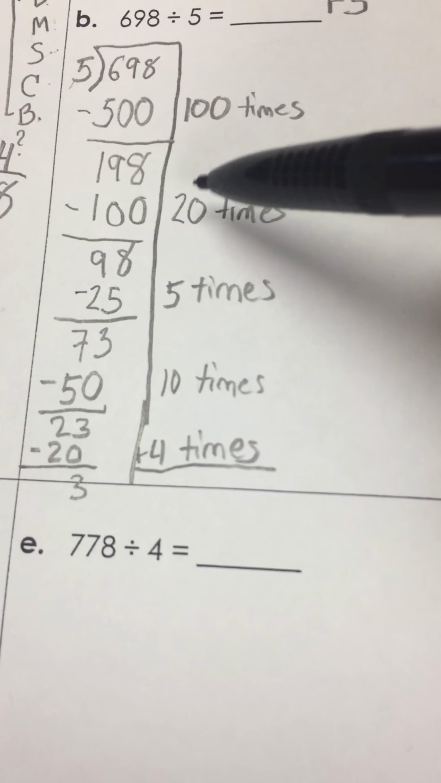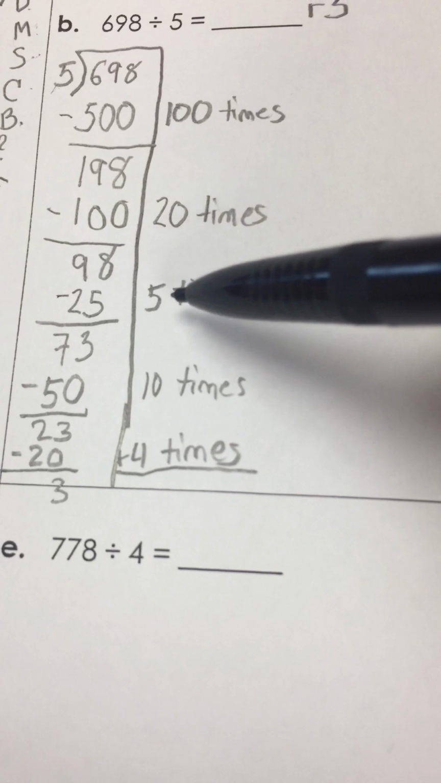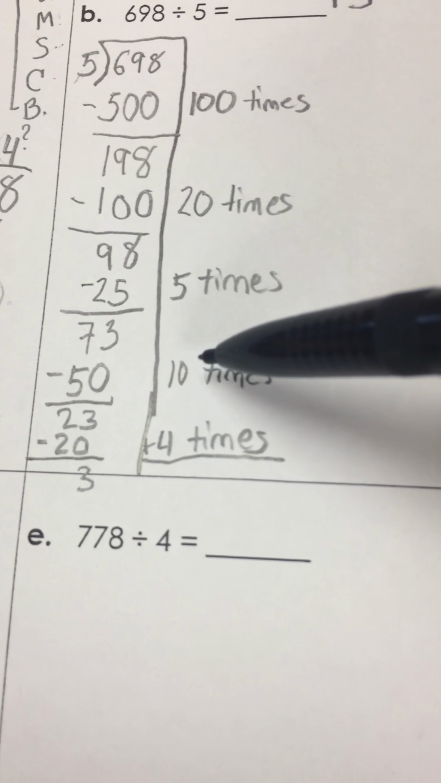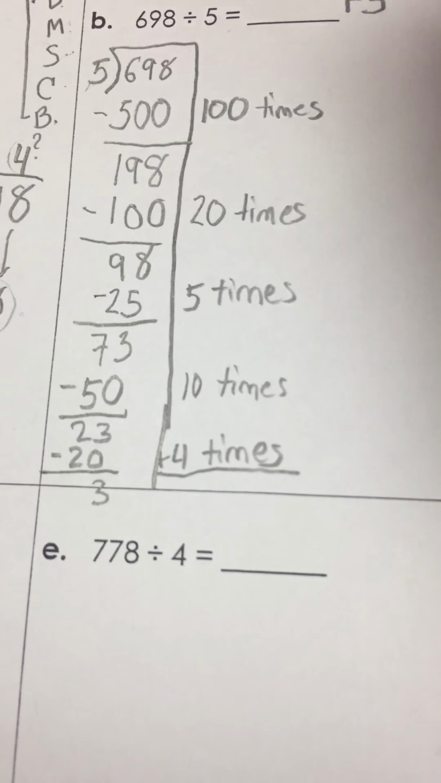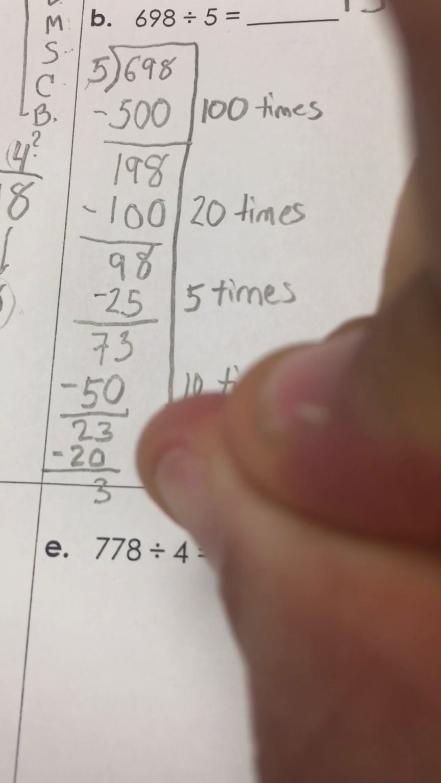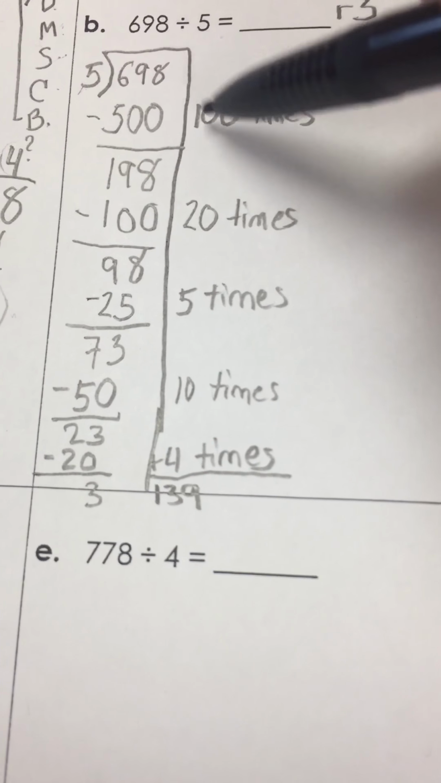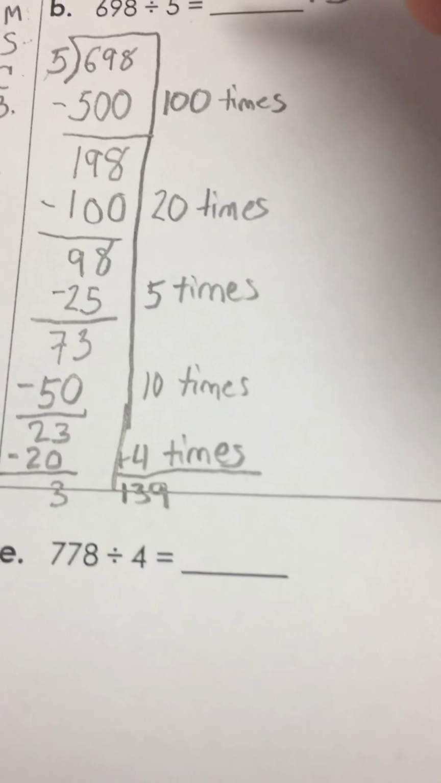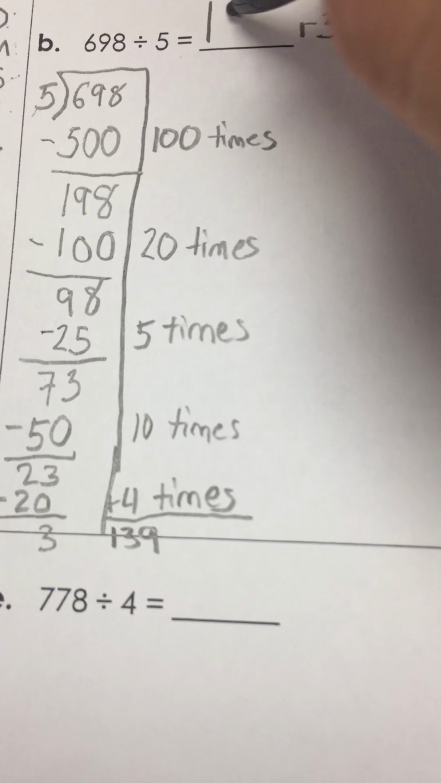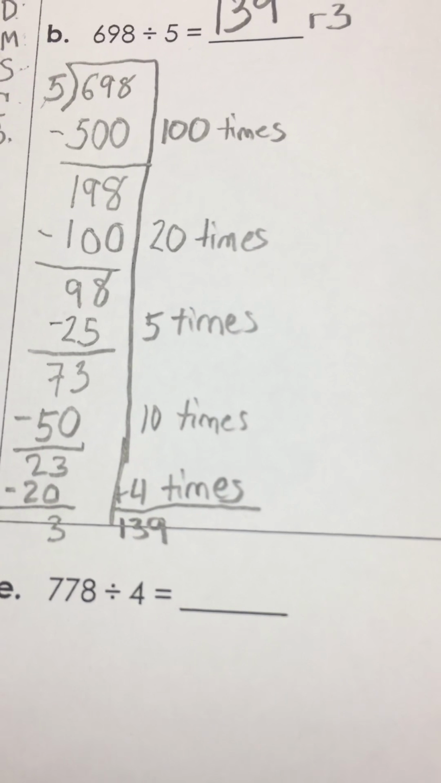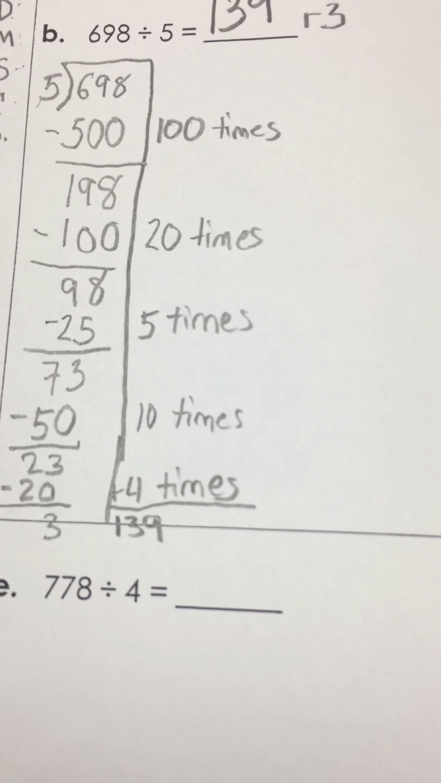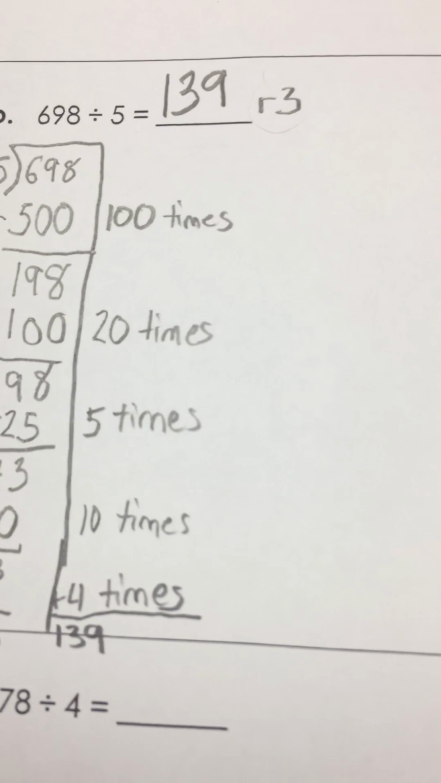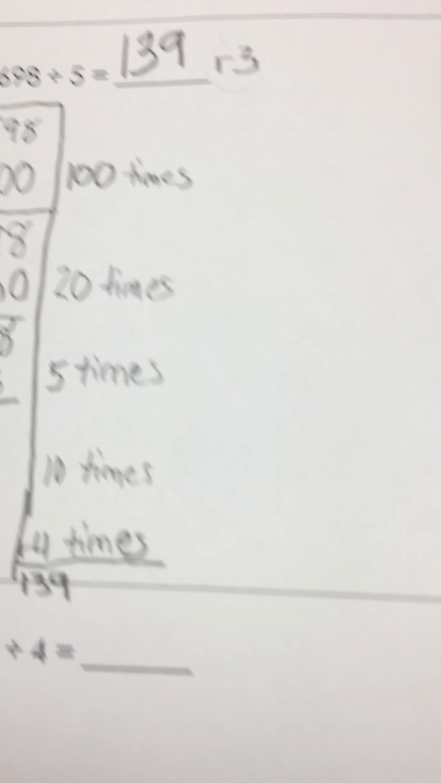100 plus 20 is 120. 120 plus 5 is 125. 125 plus 10 is 135. 135 plus 4 is 139. Did you guys get the same answer? 139. With a remainder of 3. Check your numbers to make sure that you wrote down the correct numbers. We can't forget that remainder of 3, but that's our answer: 139 with a remainder of 3.